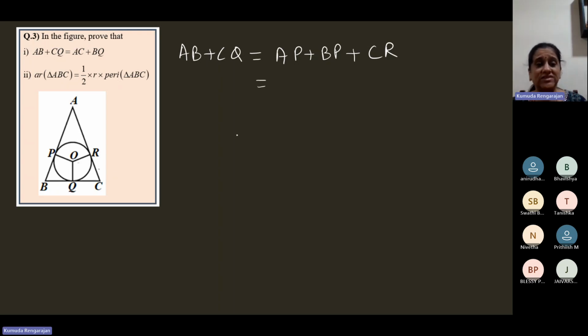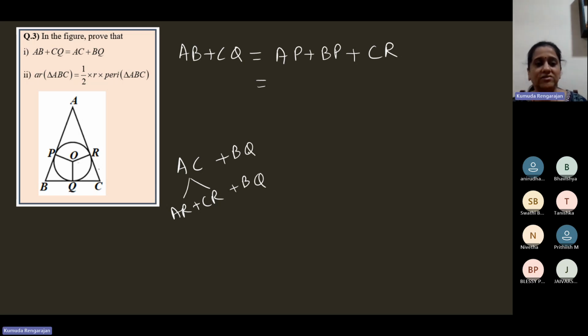We need to get AC and BQ, children. So with BP, you can get BQ, right? See, we need to get AC and BQ. How will you get AC? No, look at the other side. The other side is AC plus BQ. So for AC, you should get AR plus CR. And then you should have BQ.